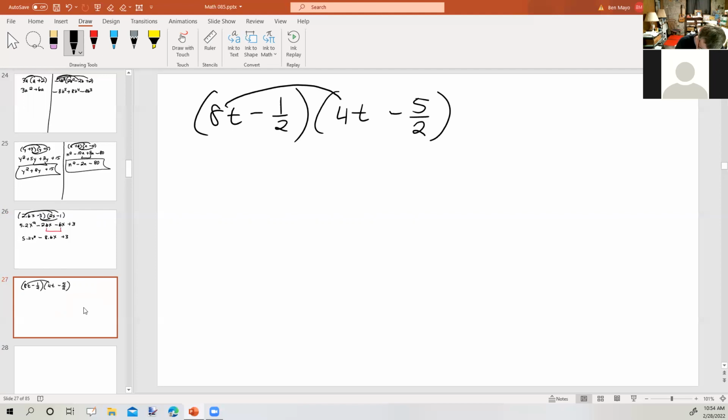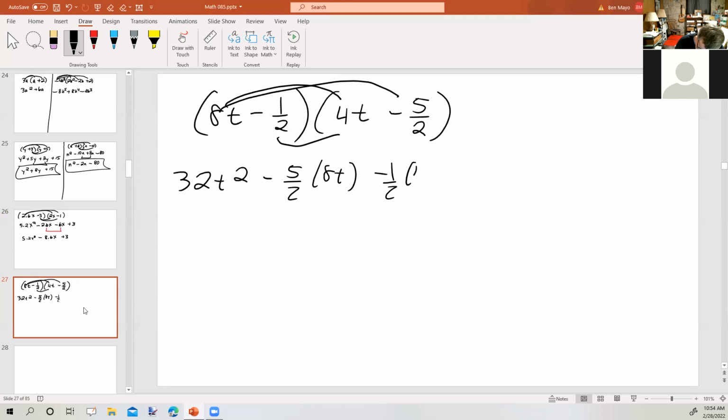8t times 4t is 32t squared. 8t times minus 5/2, so we're going to have minus 5/2 times 8t, and we'll come back to that in a minute. And then minus 1/2 times 4t. And then minus 1/2 times negative 5/2.